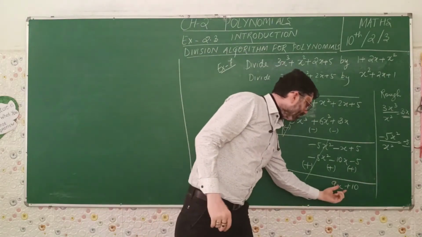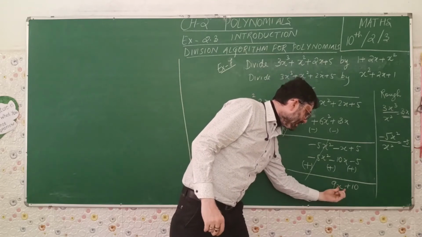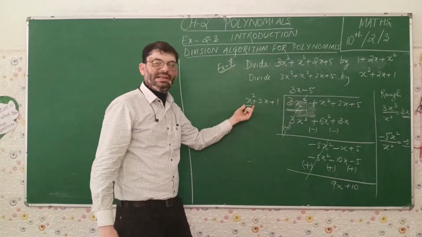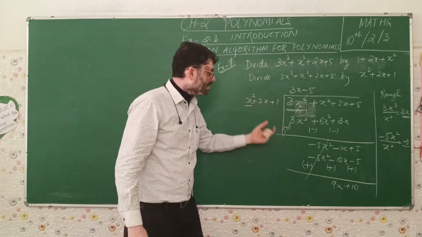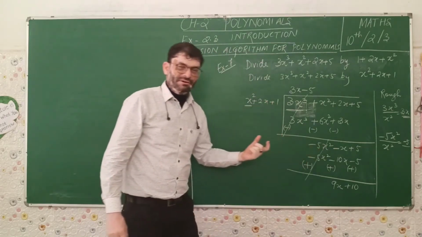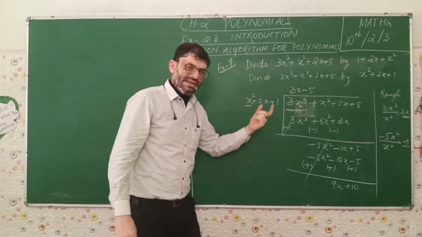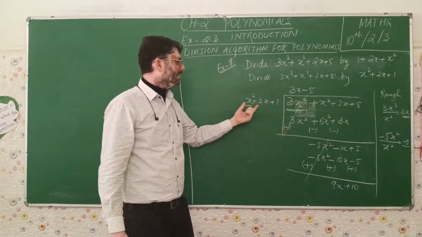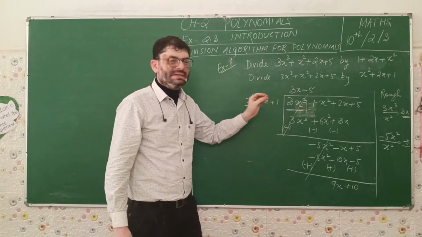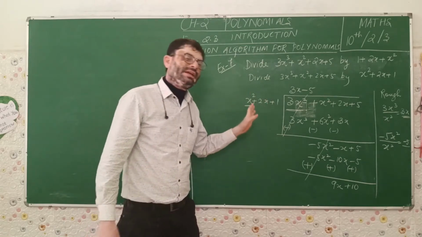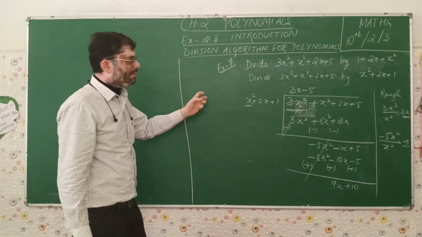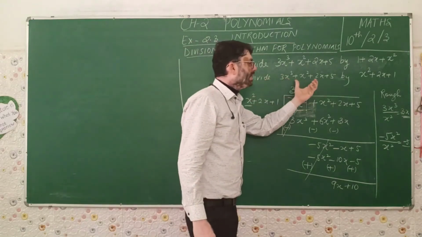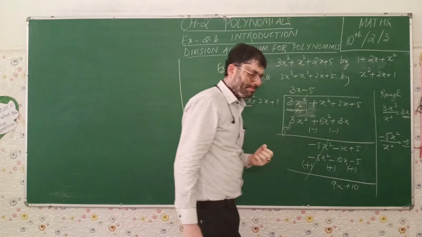Now, the degree of x is 1, and this degree of x is less than the degree of the divisor that we are using, x square plus 2x plus 1. That means when the degree of the variable in the remainder is less than the degree of the variable in the divisor, our division is completed. We cannot divide further. Now, this is how we divide a polynomial by a polynomial.